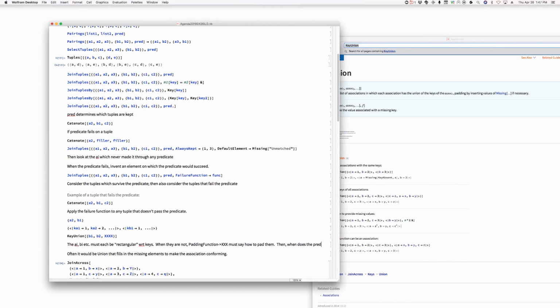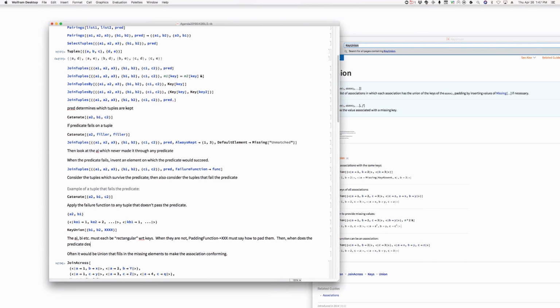Sure. Then when does the predicate, in the join tuples by case, decide that a missing matches with an actual value? I think that's entirely up to the predicate. No, I agree. But that's the choice. So thing number one that you're doing is puffing this out to be rectangular, and you have some way of doing that. And the predicate can decide whether it will allow missings in its comparison or not. If it's three compared to missing, it can either say that always matches or that it doesn't always match. Make sense? Yeah.